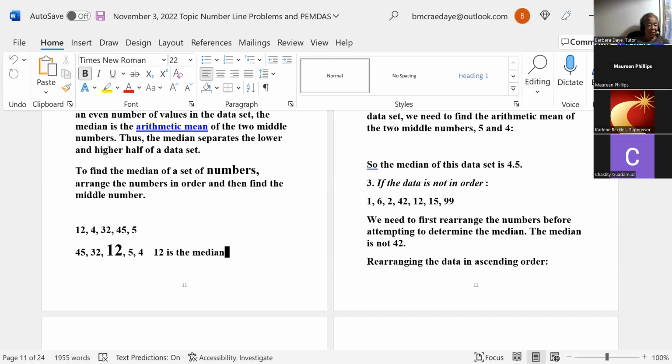That number is sitting right there in the middle, two numbers before it, two numbers after. So if I gave you this list of numbers, what is the median? You would put them in order and tell me 12. All right. Now, what if there's an even set of numbers in the middle?